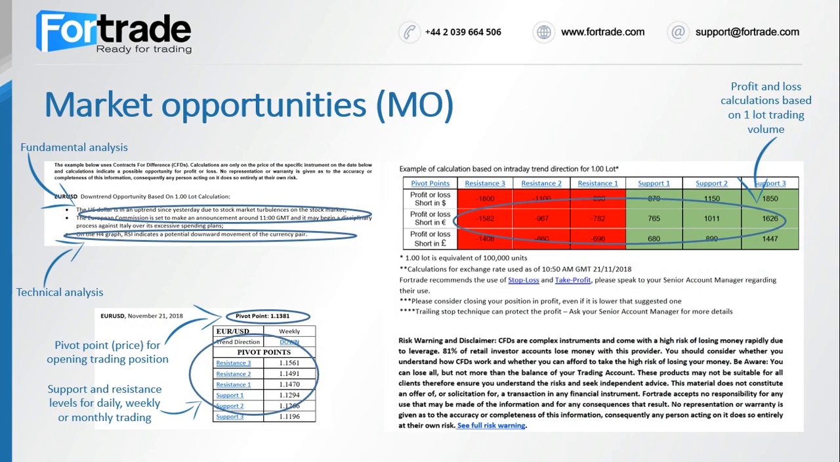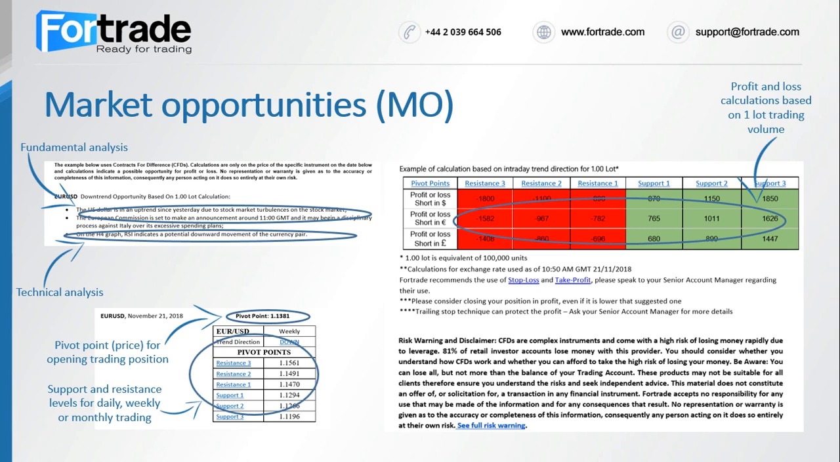You can see some fundamental analysis on what's going on with the euro-dollar currency pair. You can see this is a downtrend opportunity over a weekly period, since our analysis suggested that the euro would decline in value against the dollar. At the top, you can see some geopolitical events and fundamental analysis that can influence the euro-dollar currency pair.